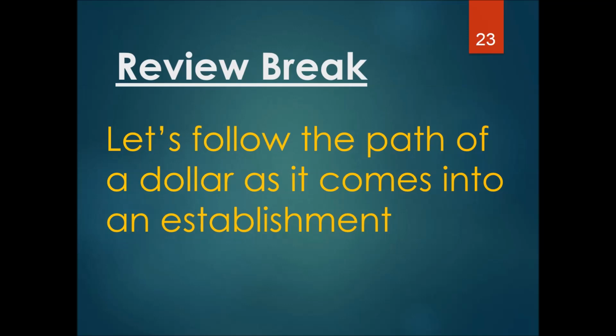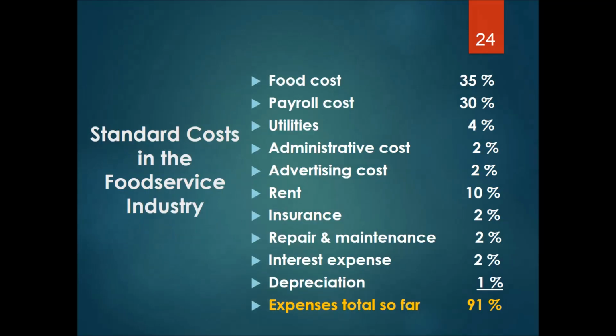So another review, let's follow the path of a dollar as it comes into an establishment, just to see how small the profit margins are, the small margins that we work on, and how easy it is to lose money in this business. Okay, using those percentages we just talked about. So here are some typical average expenses or percentages for a typical restaurant: food cost, payroll, utilities. Those are all generally somewhere in there. They could be a couple points higher or lower on either side, but that's generally what you're looking for.